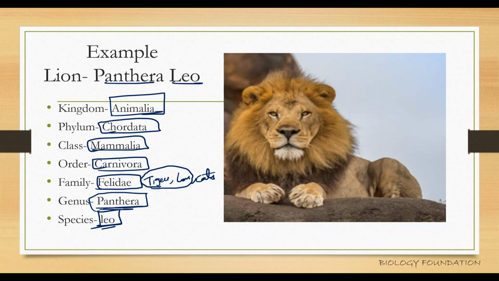Panthera leo is the scientific name of lion. We'll understand what actually is scientific name, but this is the hierarchical system of classification, or the modern system of classification, or natural system of classification, where lion belongs to animalia kingdom, chordata phylum, mammalia class, carnivora order, felidae family, panthera genus, and species is leo.